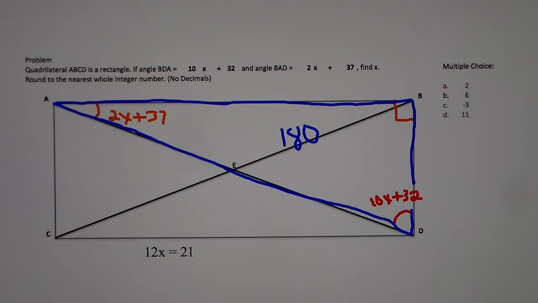Divide both sides by 12. So 21 divided by 12 gets us 1.75. So we got to round to the nearest whole number. 1.75 rounded to the nearest whole number is 2. So the answer is A, 2.